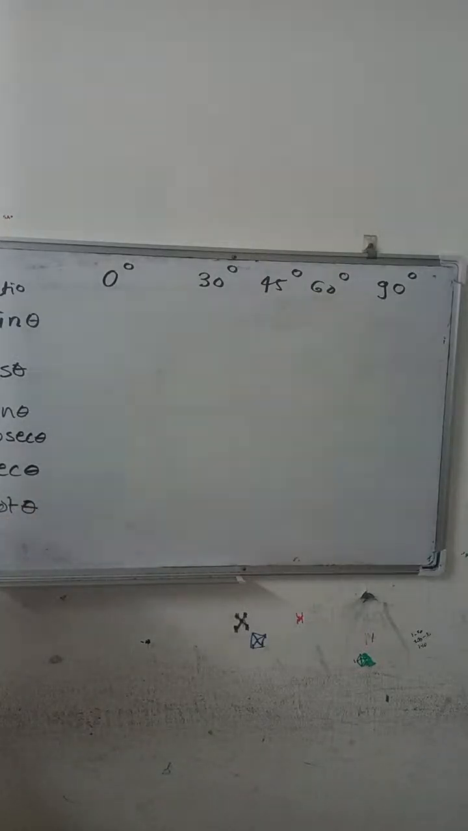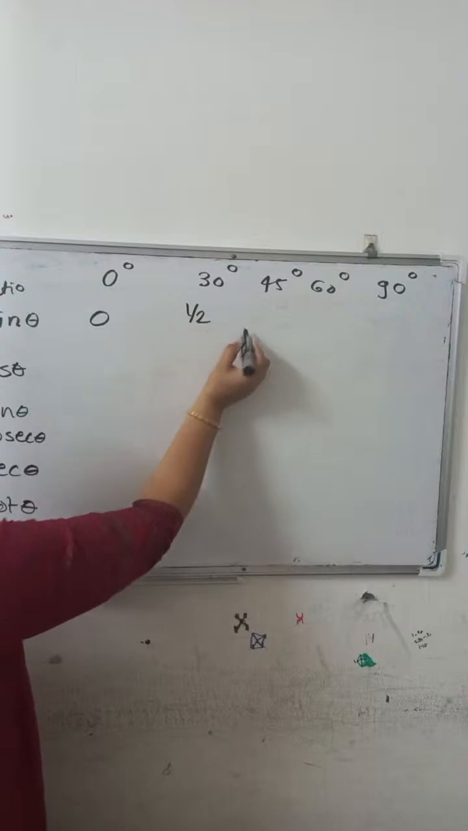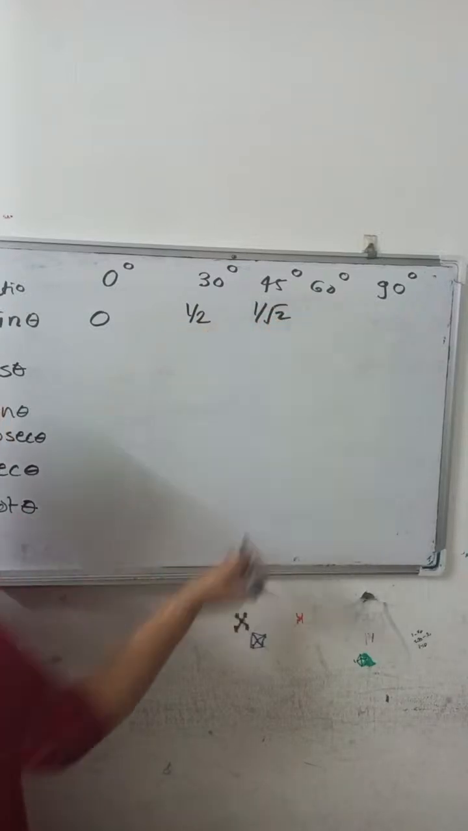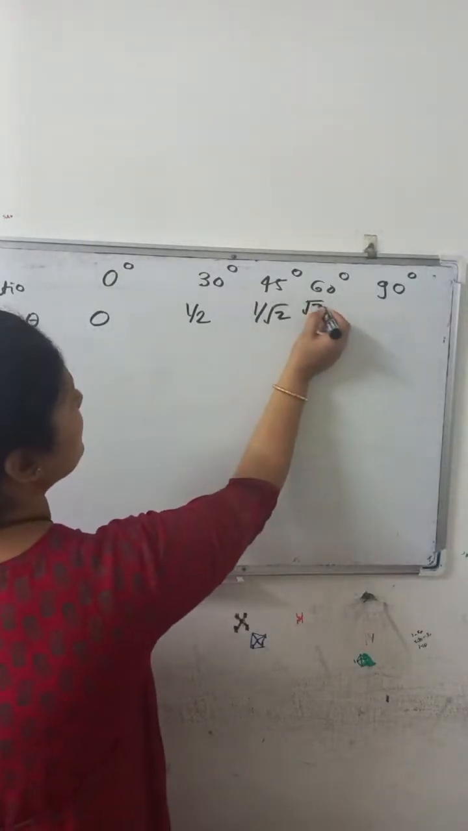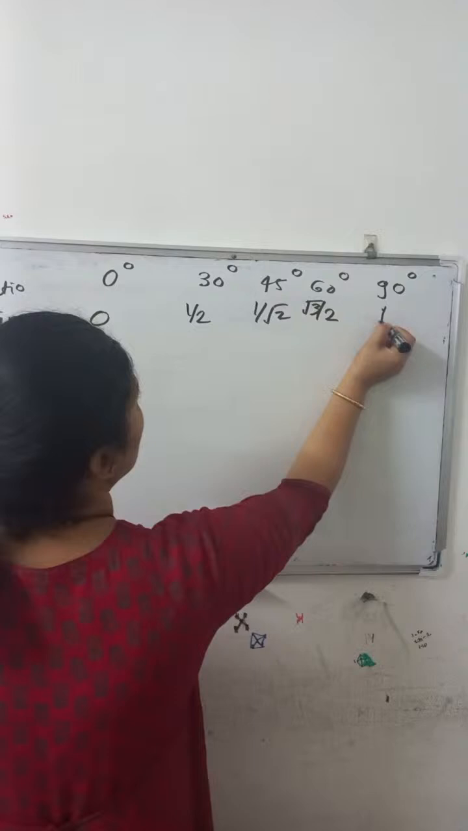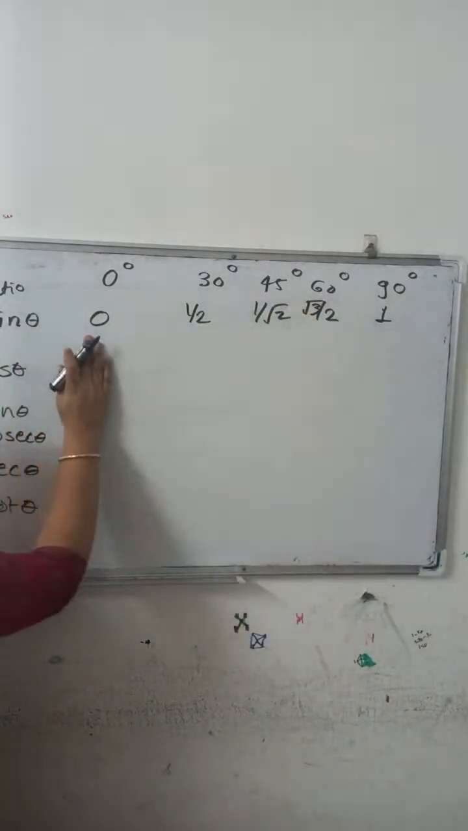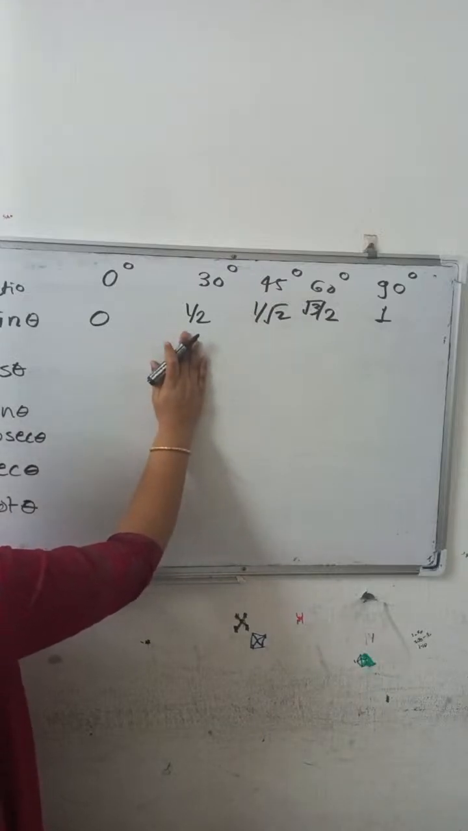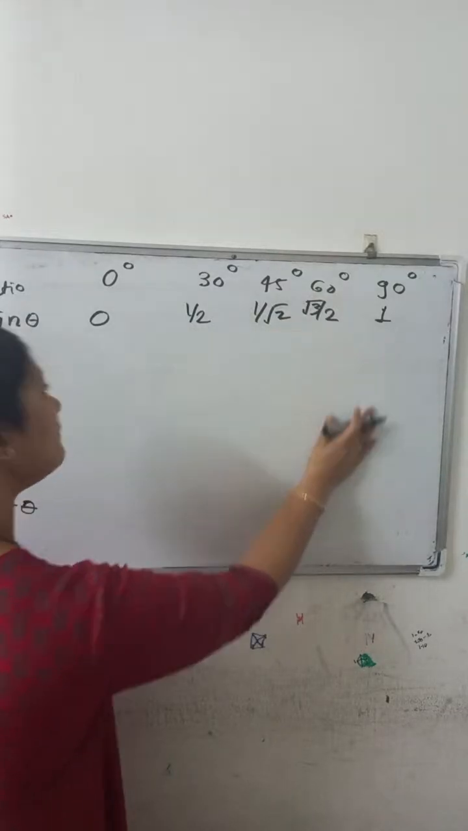Now, how to remember the values? This is how I teach it. Think of a baby: initially it is 0 years old, then it becomes 1 by 2, then 1 by root 2, then root 3 by 2, and then it completes 1 year. So sin goes 0, 1 by 2, 1 by root 2, root 3 by 2, and 1.